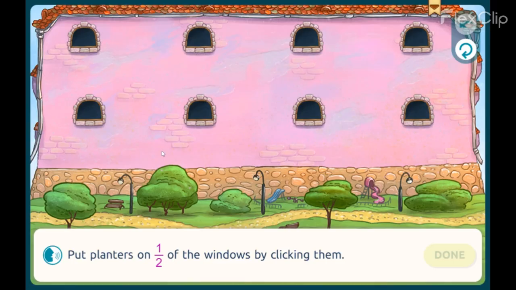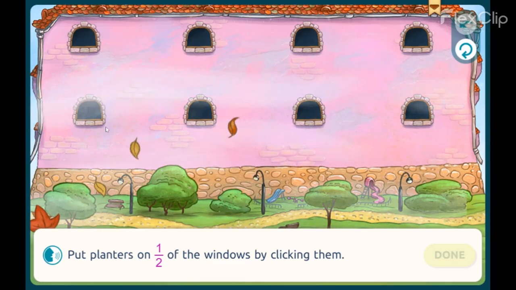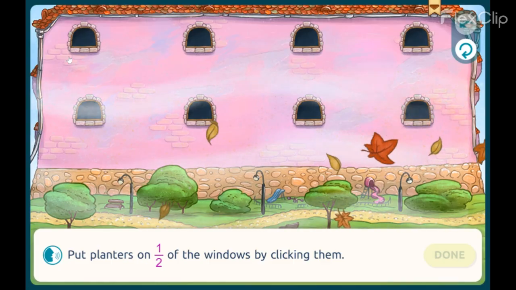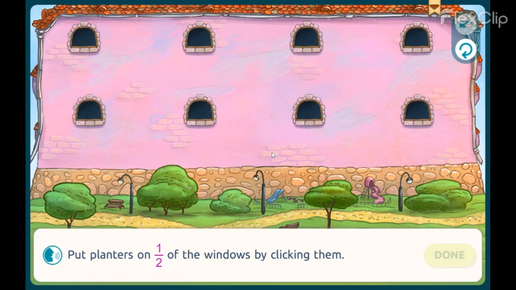Sometimes when we have parts represented as windows or apples or trees, it's quite easy. You just pick up half, or half like this, and the task is done. But you also have to know how to do it when we do not have anything in front of you.